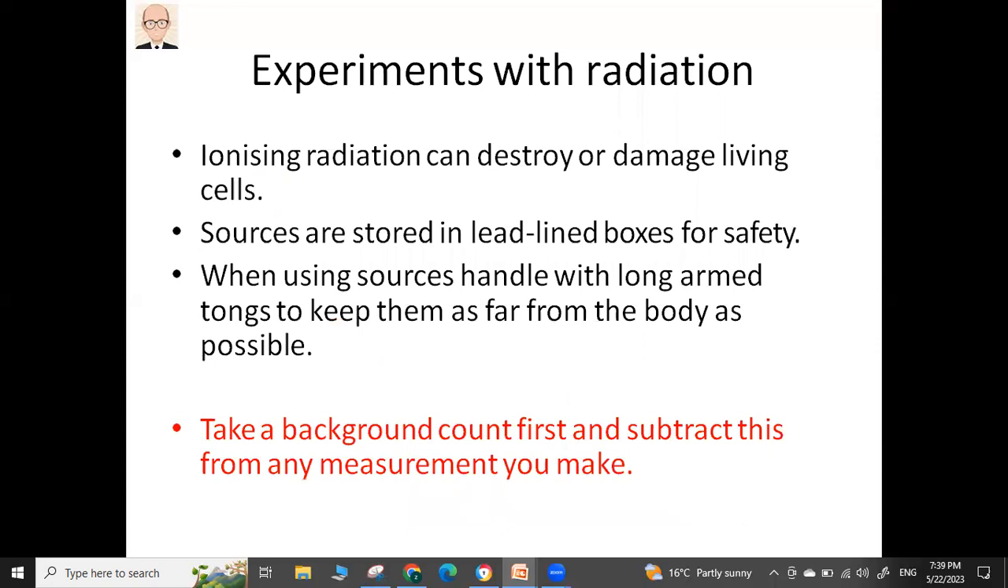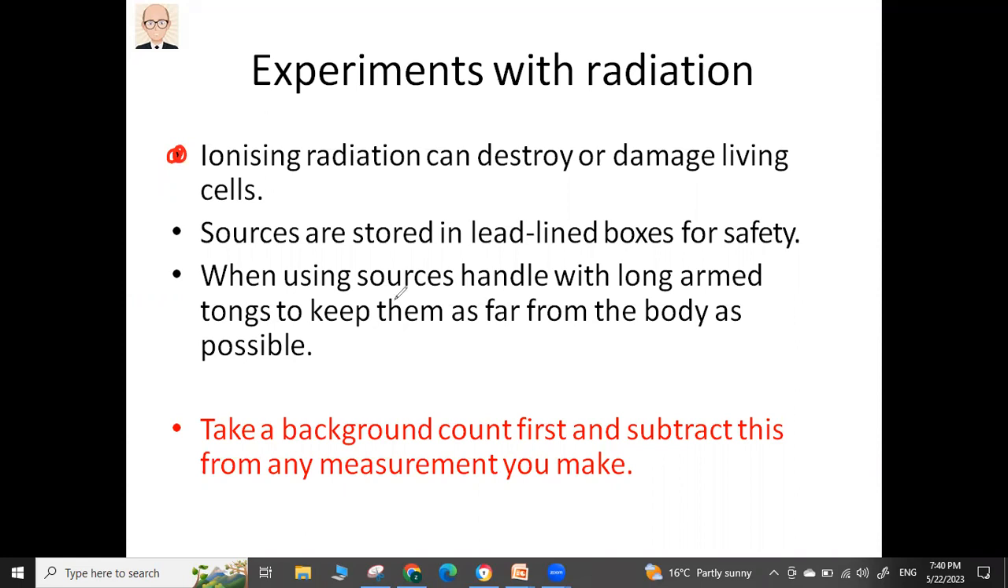So the experiments with radiation. Ionizing radiation can destroy or damage living cells. So it's an important property. Sometimes we will see these properties in questions. We said alpha particles have a very strong ionizing effect, beta particles are weaker than alpha, and gamma rays have the least ionizing effect.